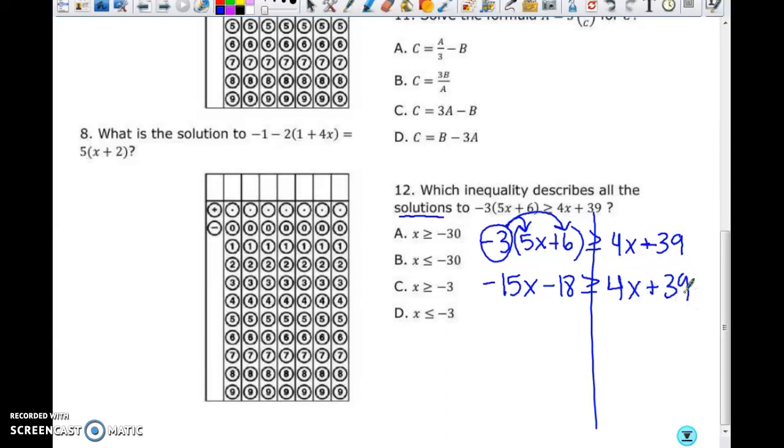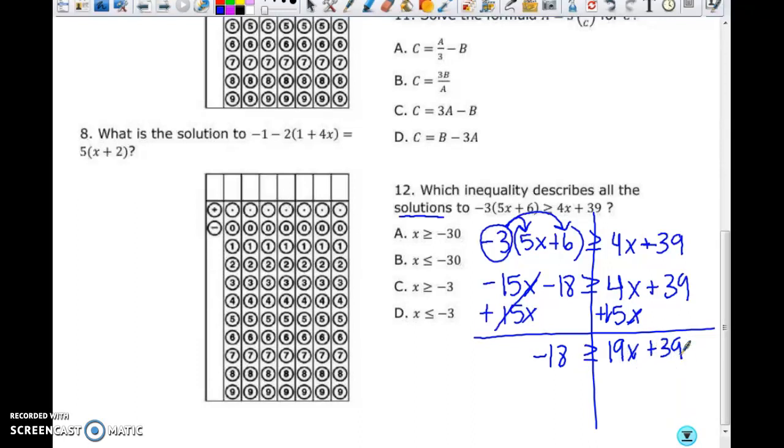Then the next step says to combine. So I'm looking on this side. Do I have anything to combine? Nope. What about this side? Nope. Check. We're done. The next thing we have to do is move the smallest variable. So which one's smaller, negative 15x or 4x? Negative 15x is smaller, so how do we move a negative 15x? We make that a positive 15x. So this will cancel. We bring down our negative 18, bring down our inequality, and 4x plus 15x gives us 19x. Bring down our positive 39.